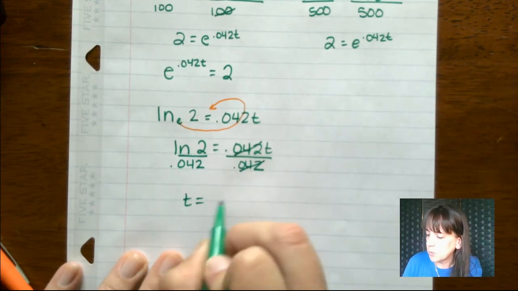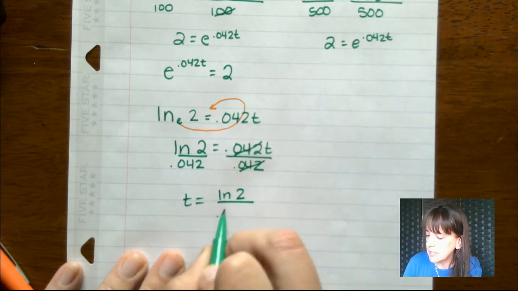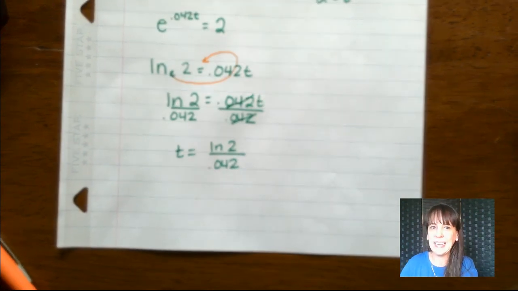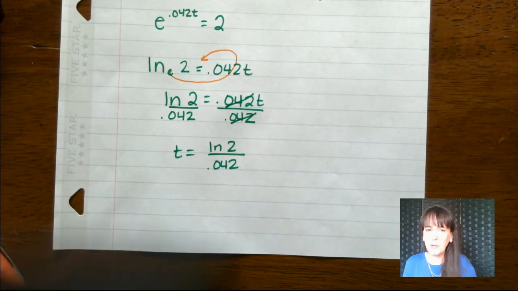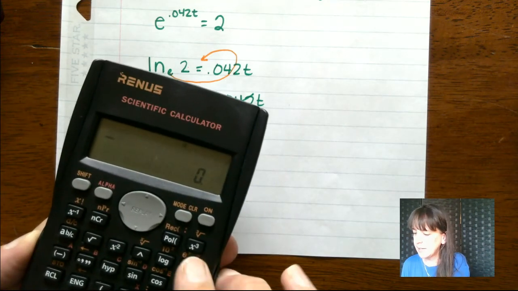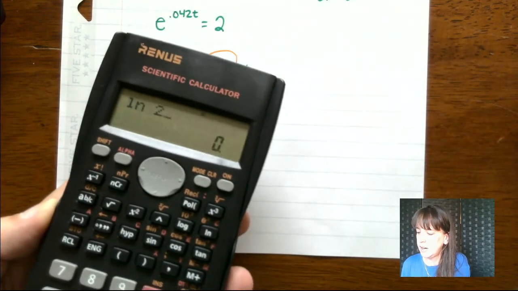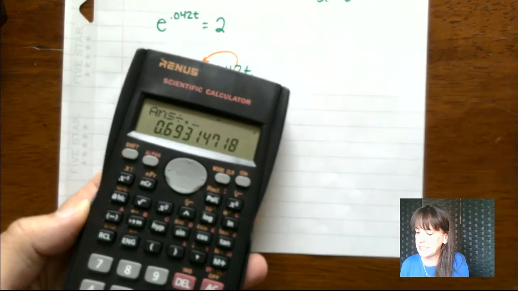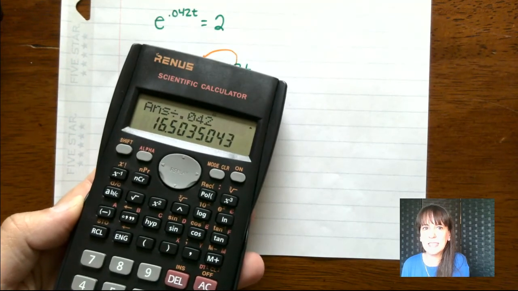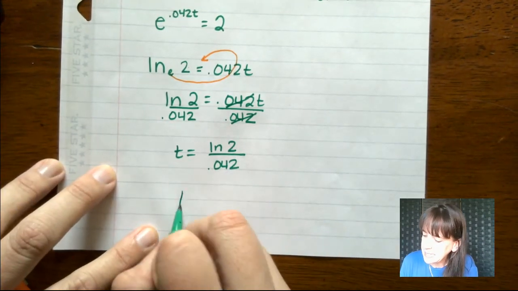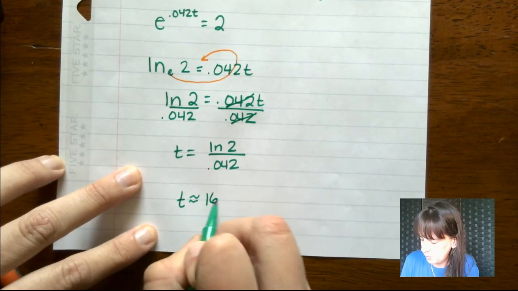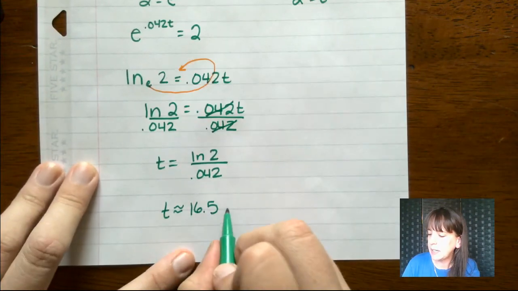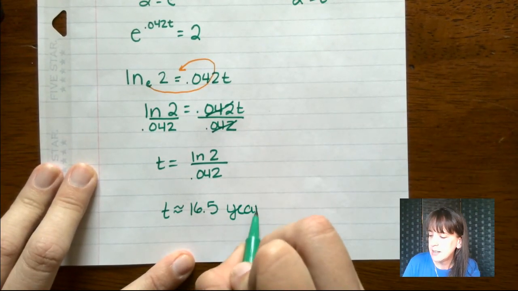So we get t equals natural log 2 divided by 0.042. On our calculator, we go to our natural log button and we say natural log 2, I just hit enter because it makes it easier, divided by 0.042, that gives us 16.5. So t is approximately 16.5. Now remember, we were looking for how long will it take the money? So it'll take 16.5 years to double that money.